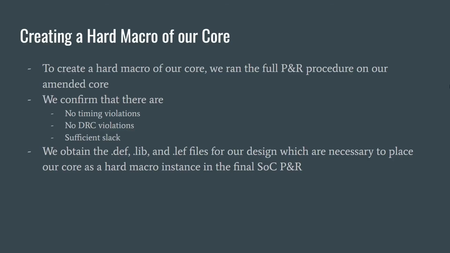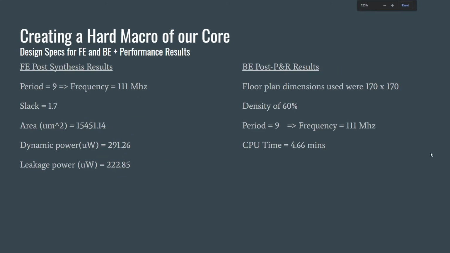To create a hard macro of our core, we ran the full PNR procedure. We confirmed afterwards that there were no timing DRC and slack violations. We made sure that there are also no hold time, setup time, or max tran violations. And so after this step, we obtained the .def, .lib, and .lef files, and these are useful for our hierarchical design later on when we integrate our macro into our final SoC. So here you can see our front-end and back-end results of our hard macro of our core. If you'd like, you can pause here and take a look at our results.